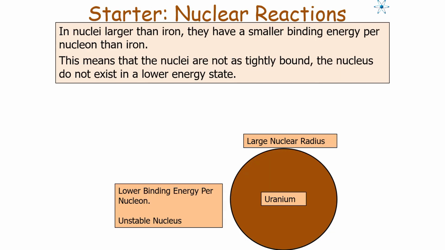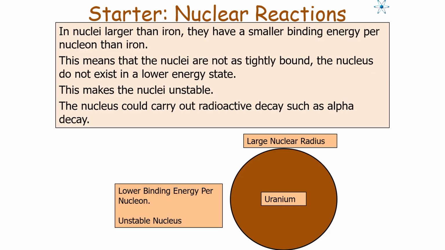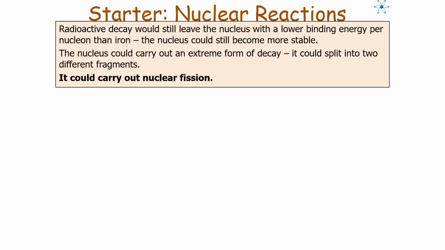Now, nuclei larger than iron have a smaller binding energy per nucleon than iron. This means that the nuclei are not as tightly bound, so the nucleus does not exist in a lower energy state. So this makes our nuclei unstable, and so the nucleus could carry out radioactive decay such as alpha decay. However, the radioactive decay would still leave the nucleus with a lower binding energy per nucleon than iron, so the nucleus could still become more stable. So the nucleus could carry out an extreme form of decay. It could split into two fragments. It could carry out nuclear fission.